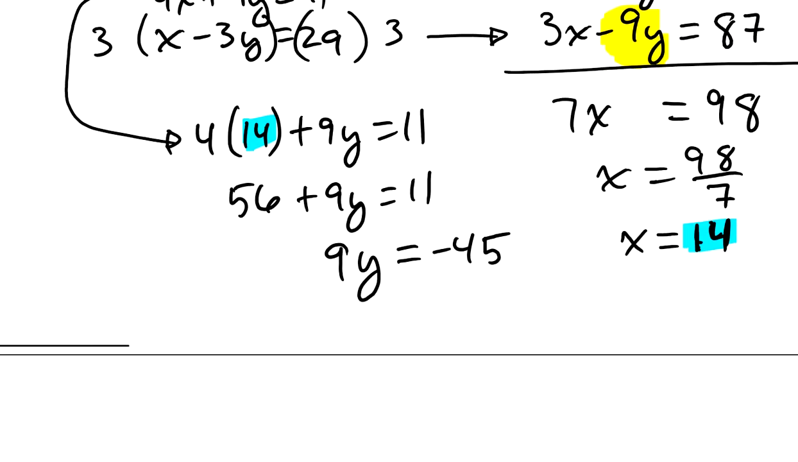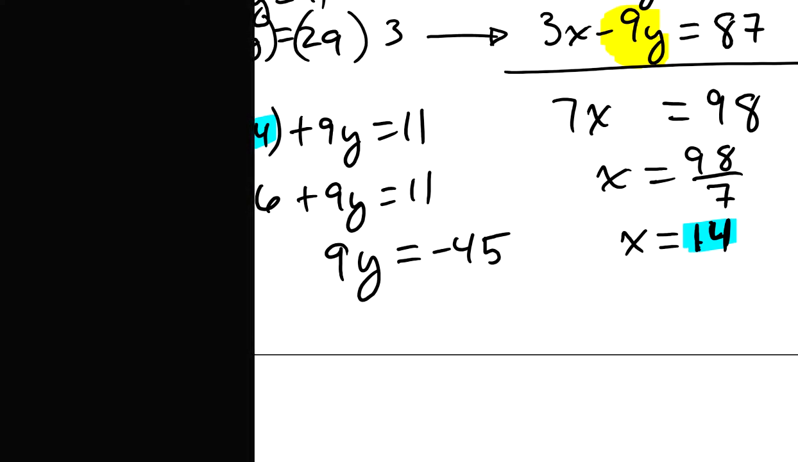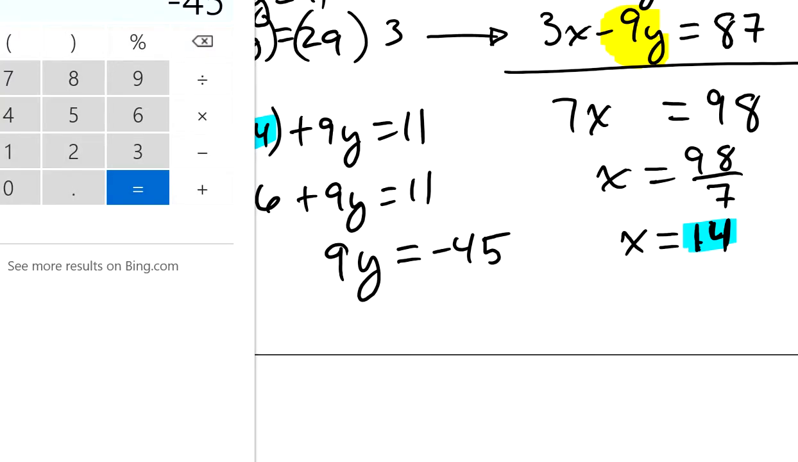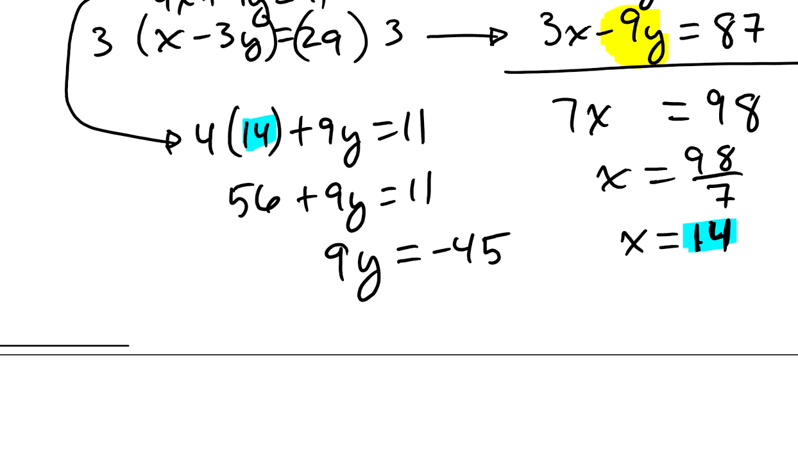Is it? 11 minus 56. That makes minus 45. Yeah, that's what I thought. And then if I divide both sides of that by 9, I do get that y is negative 5.